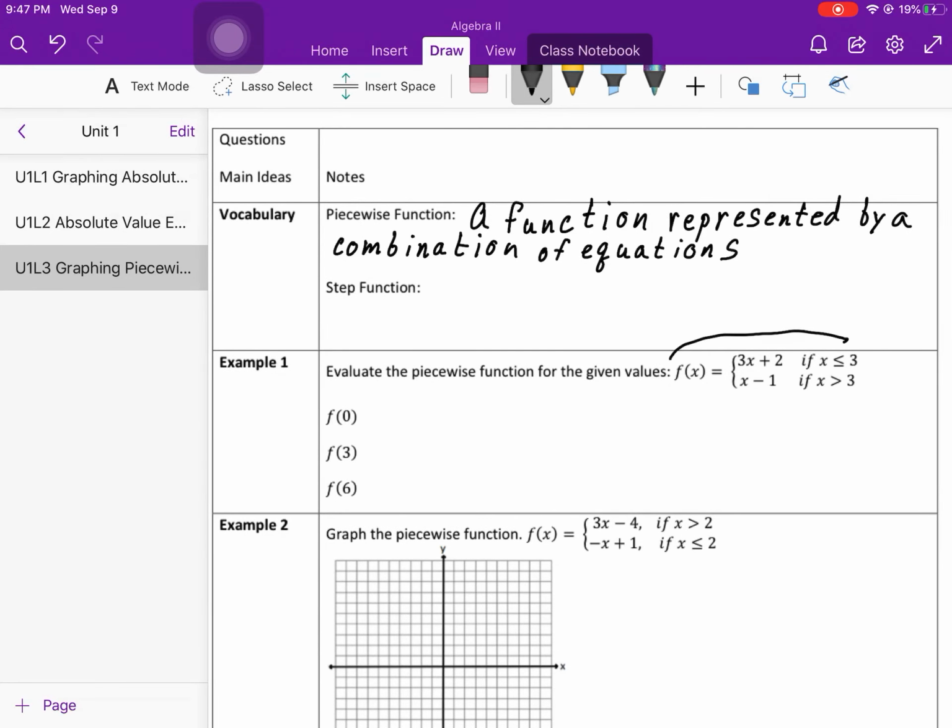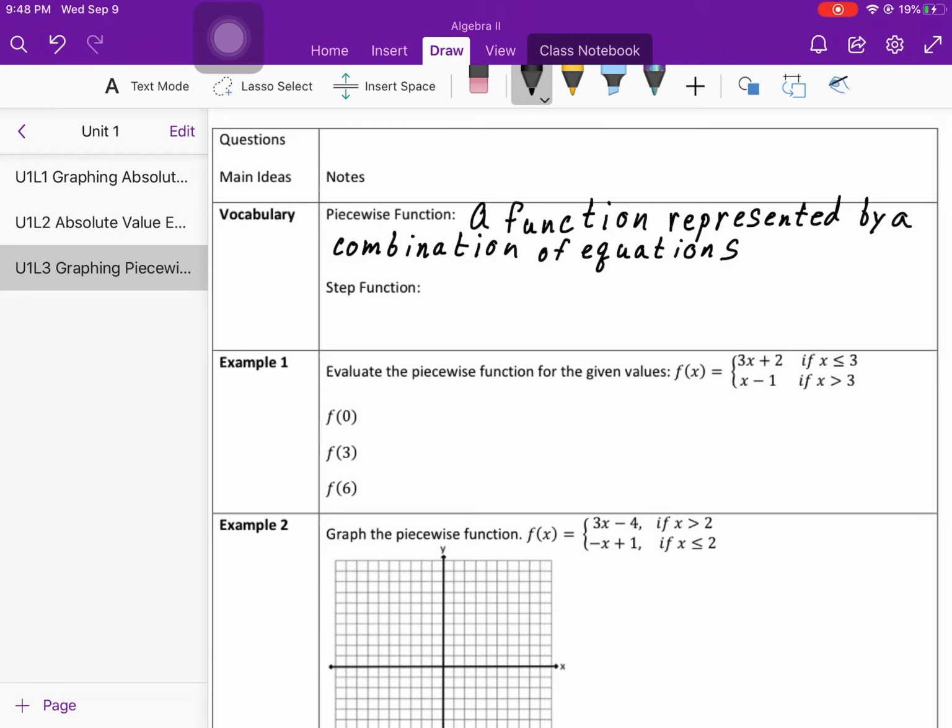So if you look below here, this is a piecewise function. It's split up into two different equations that change depending on the x value. If you notice on the right hand side, it has x is less than or equal to 3, and then below that it has x greater than 3. So it depends on what the actual domain is that we're looking at, what's the x value, and that changes the equation and how we graph it.